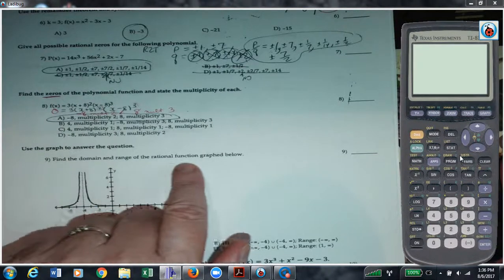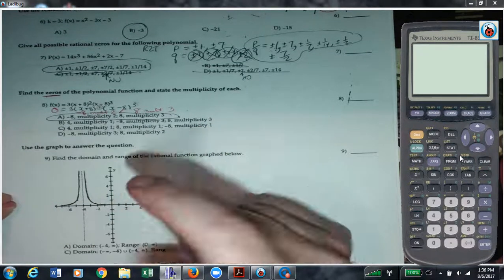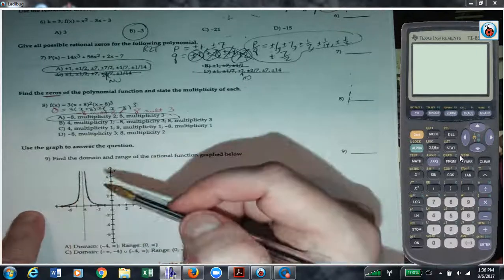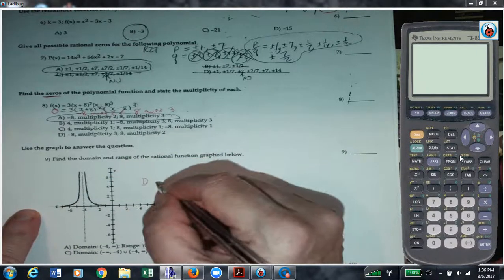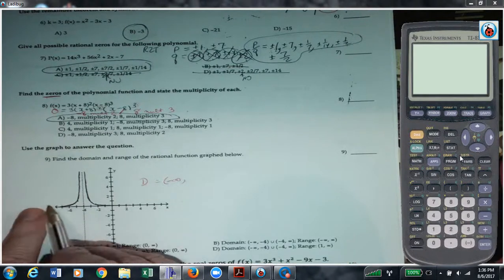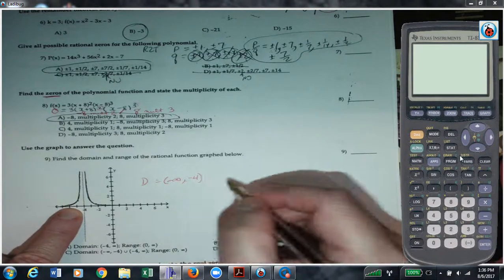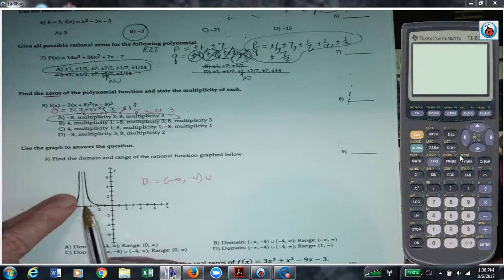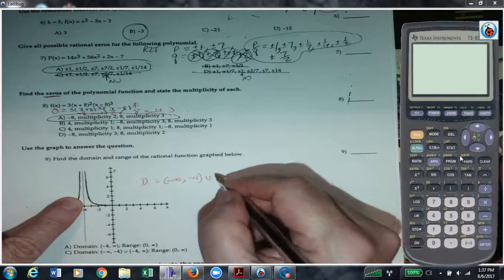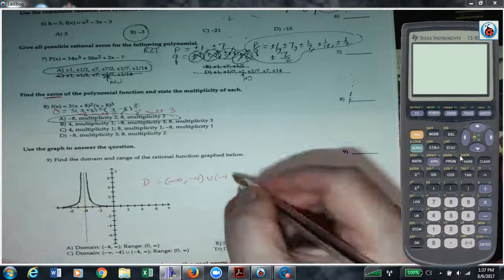All right, find the domain and range of the rational function graph below. Domain, we use the x-axis to measure how wide it is, and we leave out any gaps. So if the x-axis is like a tape measure, this is going to keep going that way forever. So I'm starting out from -infinity, going up to, but not including -4, because it never touches -4. There's a gap at -4. I have to jump over that gap. Then I pick up again when I get to the right of -4, and then using the x-axis as a tape measure to measure how wide it is, it keeps going forever.